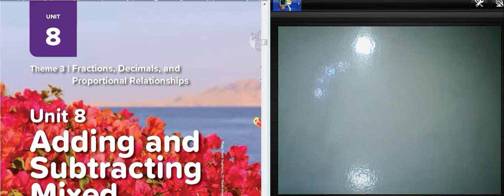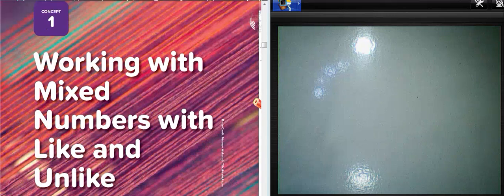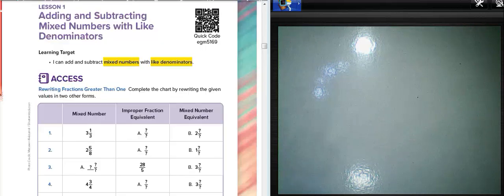Today I will solve 12 questions from the school book. Unit 8, Adding and Subtracting Mixed Numbers. Theme 3, Fractions, Decimals and Proportional Relationships. Concept 1, Working with mixed numbers with like and unlike denominators. Lesson 1, Adding and Subtracting.